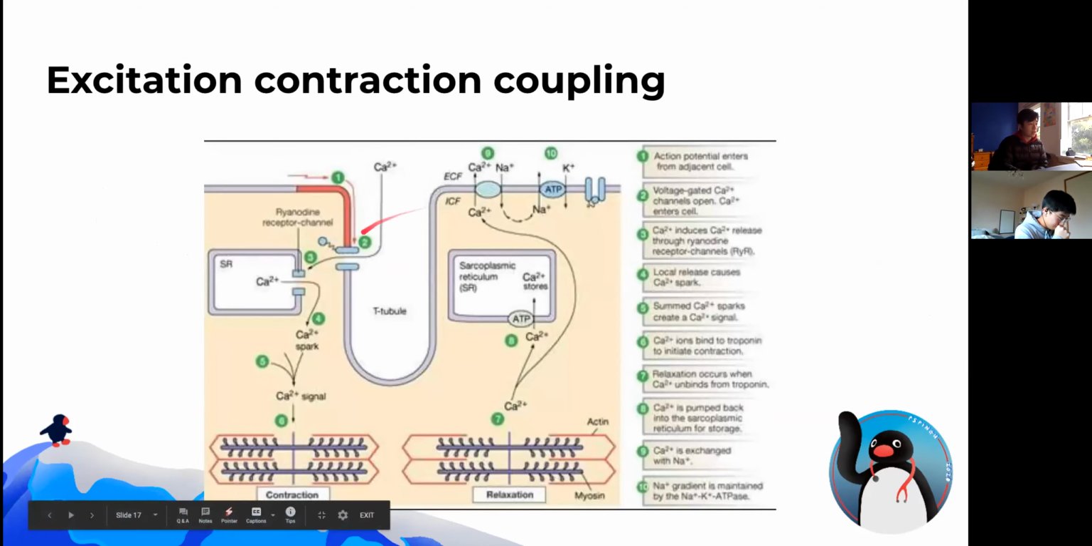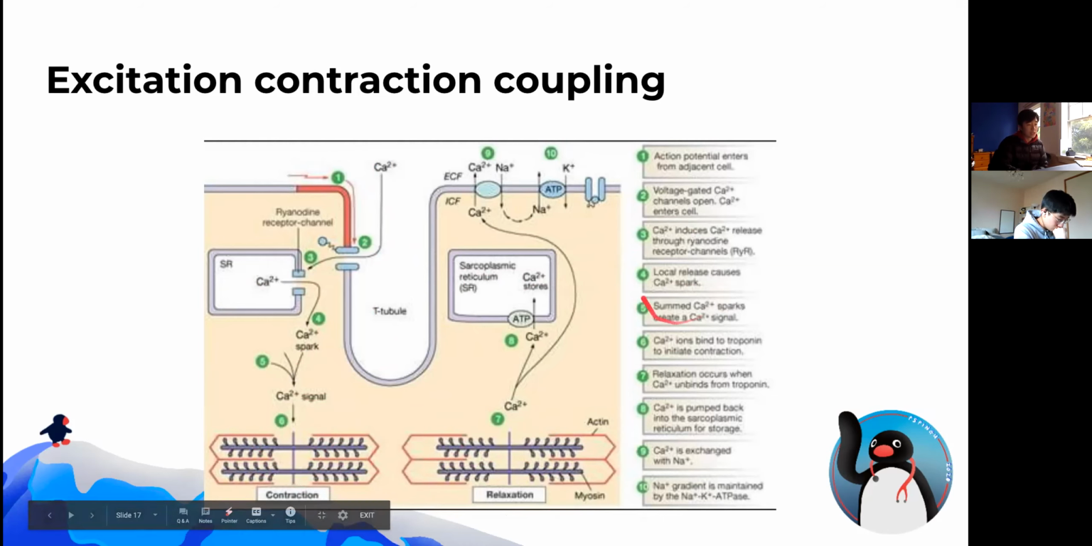This is just an image I found on Google about the steps in excitation-contraction coupling. Starting off with the action potential, voltage-gated channels open up, and calcium induces, so the external calcium goes through the T-tubule here into the cell, and that actually makes the DHP open up, allowing more calcium to exit into the actual sarcomere.